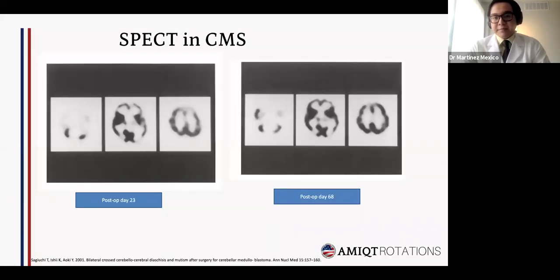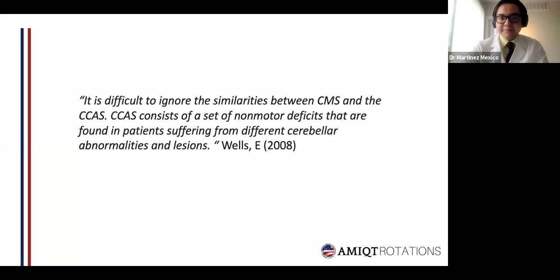Here's an example of a SPECT in a patient with CMS by Dr. Sagyushi in Japan. The quality of the SPECT is a little low. It's an old study of 2001. You can see that first in the post-op day 23, there are deficits, particularly in the frontal cortex. And you can see in post-op day 68, there are some residual deficits, but there is some improvement. So as you can see, the areas affected actually are similar to what we saw in the SPECT of the patient with a right cerebellar infarction. That is why some authors have theorized that they are the same condition or very similar conditions.